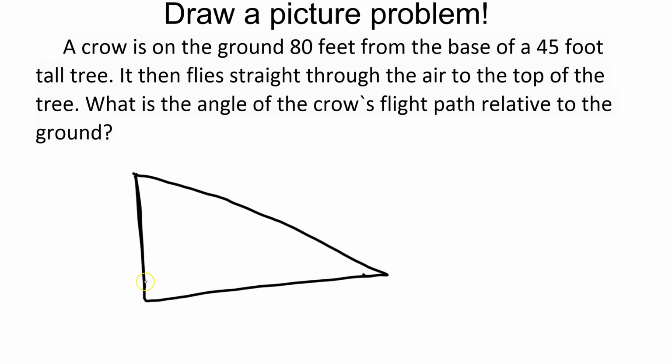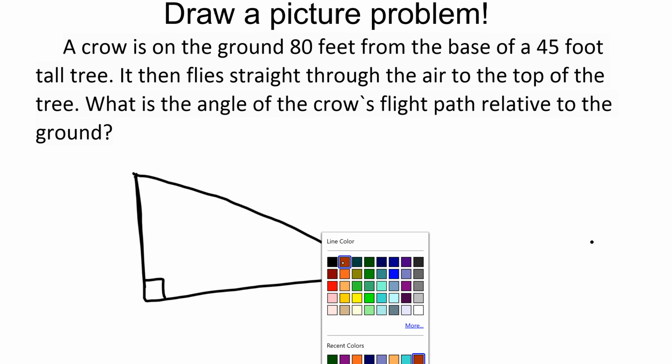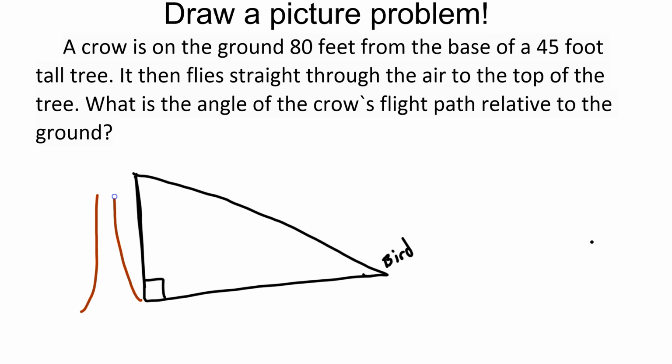All right, so we got a right triangle. So let's go ahead and read. A crow is on the ground 80 feet from the base of a 45-foot tall tree. Okay, so we got a crow. There's a bird over here. I'm just going to write bird because I cannot draw one. A bird is on the ground. It's 80 feet from the base of a tree. So over here, let's be real legit with this tree here. Over here we got a tree, and that tree is 45 feet tall. So that means this line here is 45 feet.